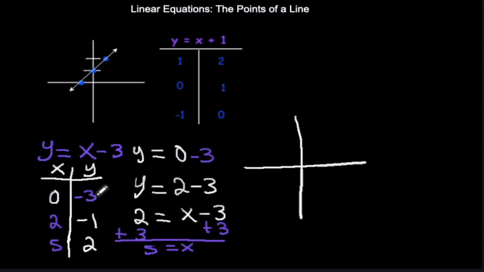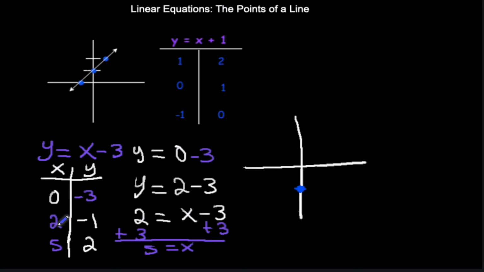All right, so we have (0, -3). So we have 0, starting at the origin, and we're not moving left or right. But y is -3, so that means we need to move down on the y-axis to -3, which is, upon speculation, right here. So we'll plot a point here.